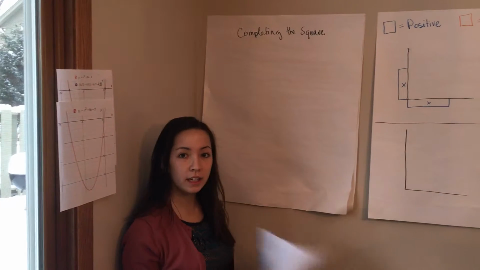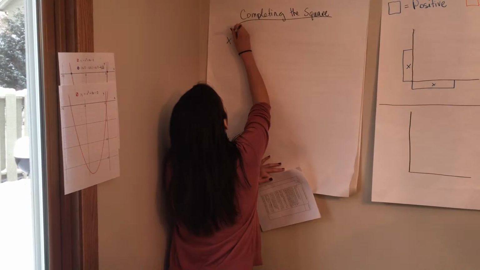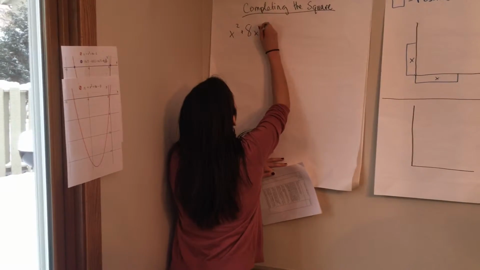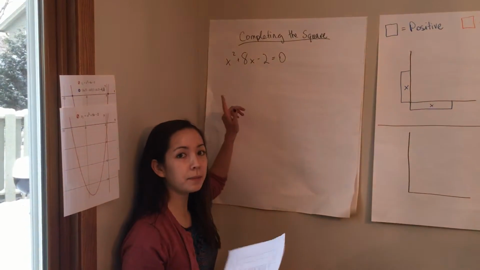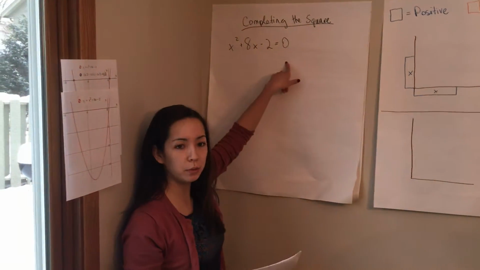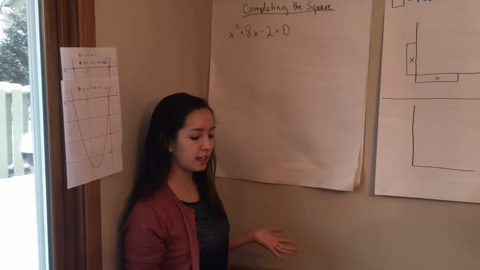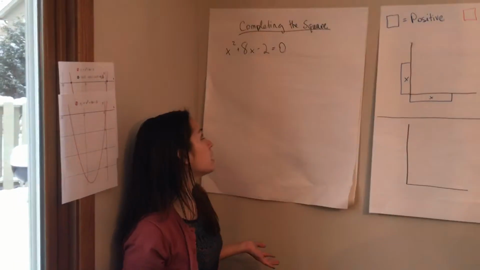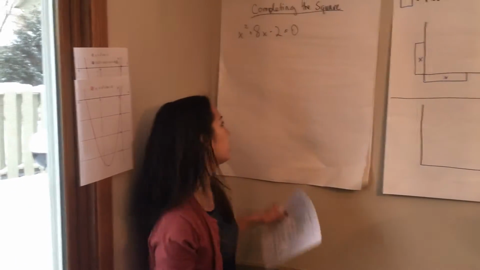So to do so, we're going to look at a specific problem. In this case, we're using x squared plus 8x minus 2 equals 0. And this problem, similar to the problems that you're struggling with on 10 and 11, is not factorable. So we're going to look at some conditions that relate this problem to the problem you were working with.